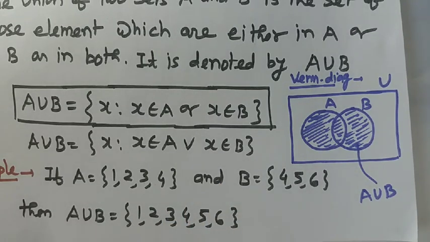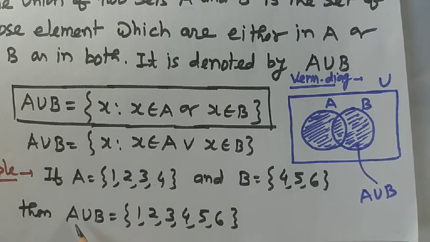Now we have one example also here. So A and B, those elements which are present in A and B, so it will be A union B.